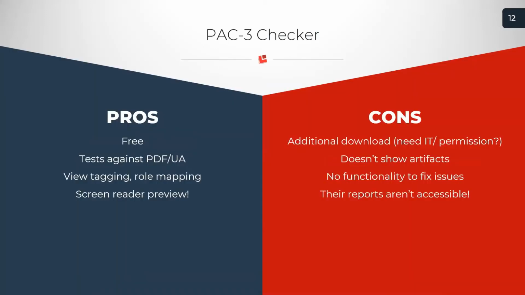So the second tool that's out there is the PAC3 tool. And this is a free tool that you can search the internet and download. And it's a much more comprehensive test than the Adobe checker. It does test against one of the compliance standards. It tests against PDF/UA, which is the ISO's international standard for accessible PDF. So it's a good standard to test against.